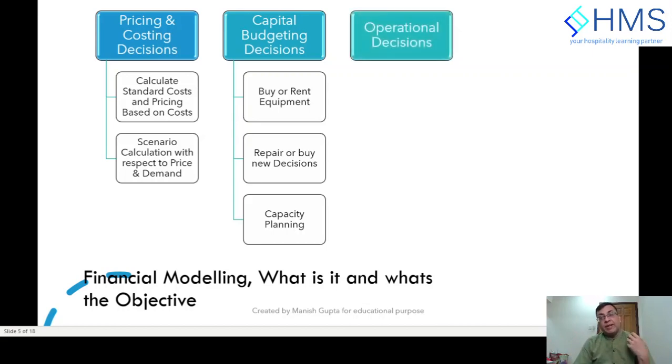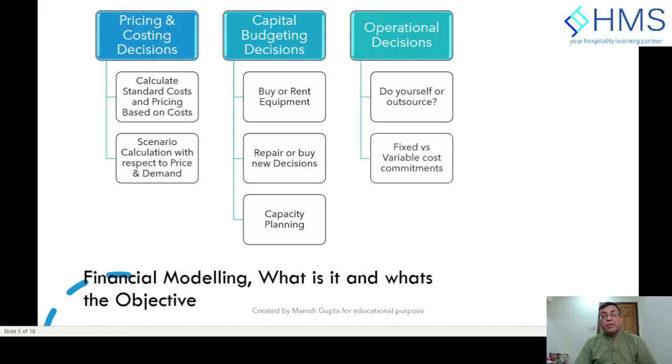Then you are making operational decisions. Operational decisions may include, do you want to do it yourself, do you want to outsource certain things? Doing it yourself means you have a high fixed cost but low variable cost. Outsourcing means you don't have a fixed cost, but you may have a higher variable cost. So what is better for the company, depending on how you are growing? The financial modeling will be able to help you out.